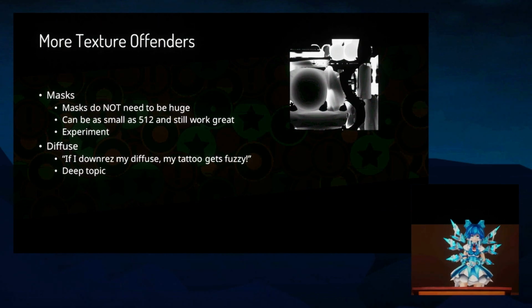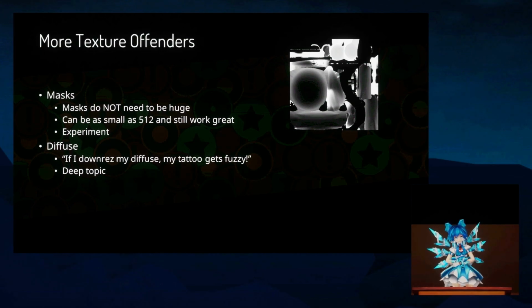So moving on, we also have masks. Masks don't have to be huge. They can be tiny. They can be 512 and still work great. Experiment with it. Just look in the area where you have a division on the masks and figure out where your cutoff point is for your resolution. And diffuse, obviously. I've heard a lot, like, if I down-res my diffuse texture, my tattoo gets fuzzy.